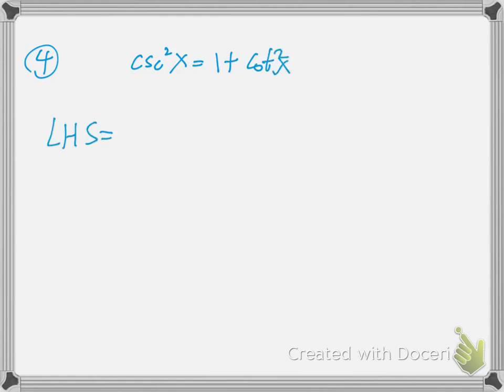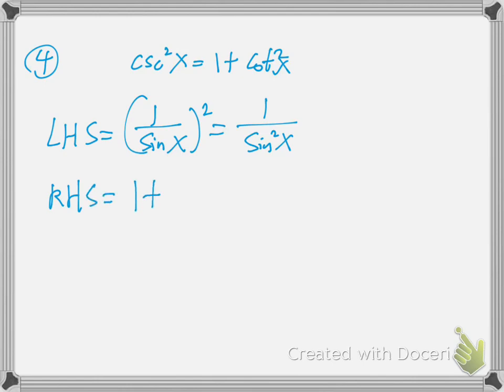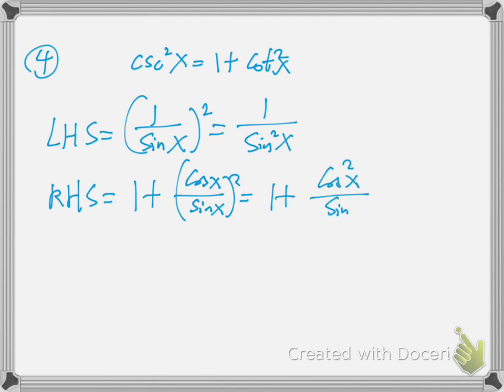So the last example, we want to verify cosecant squared is 1 plus cotangent squared. Cosecant is 1 over sine, so this is 1 over sine x squared, which is 1 squared over sine squared, so it's 1 over sine squared. That's the left hand side. Right hand side is 1 plus cotangent squared. Cotangent is cosine x over sine x, and then squared. So this is 1 plus cosine x squared over sine x squared.